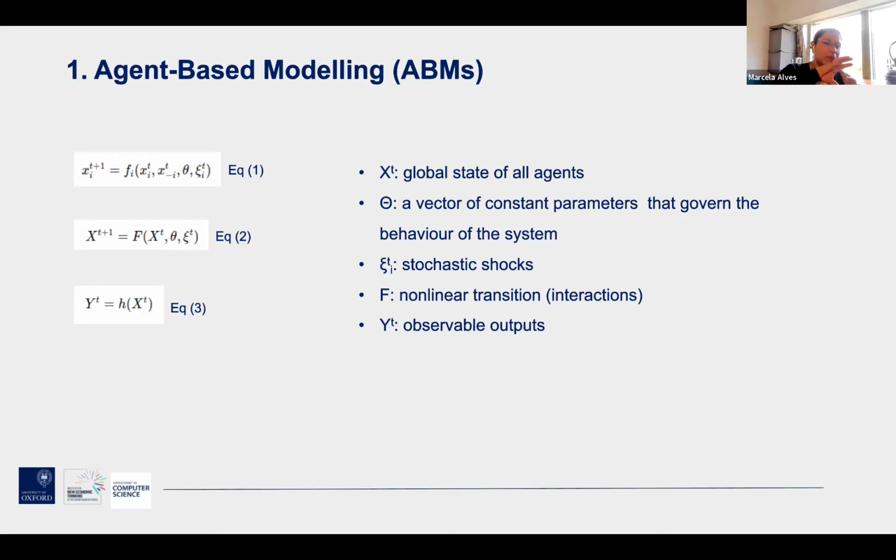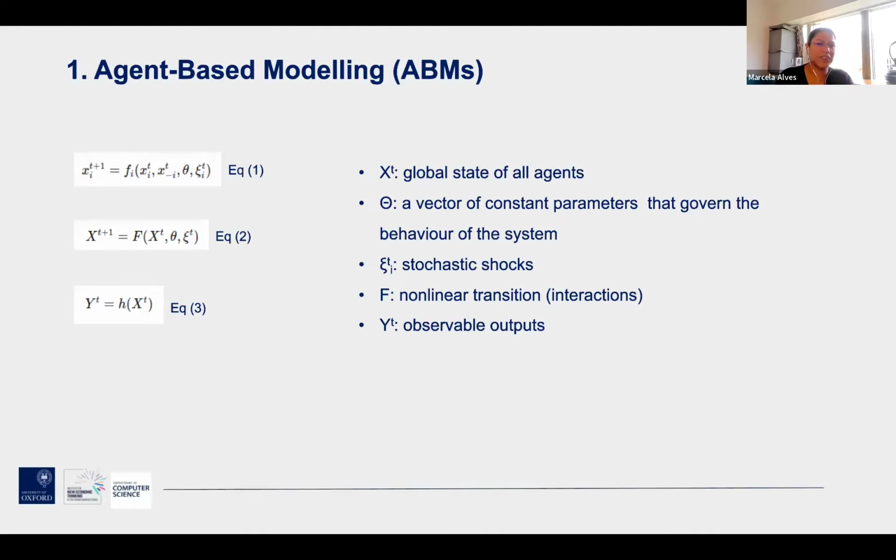And of course, all agents are dependent on a previous step, the parameters that govern the behavior of the system, and then a stochastic shock. It can be a stochastic shock, or it can also be a stochastic behavior that we voluntarily put inside of the ABM. Some ABMs are deterministic, but then if you have a deterministic ABM, the estimation of the parameters of this ABM is basically a solved case. The issue arises when we are dealing with probability, which here we represent by this stochastic shock.